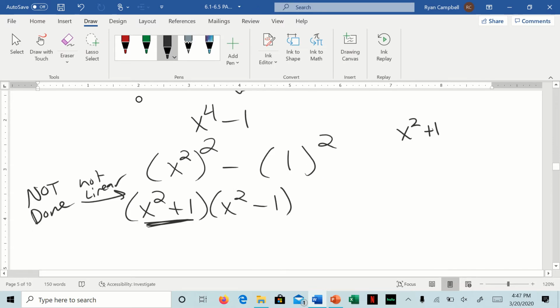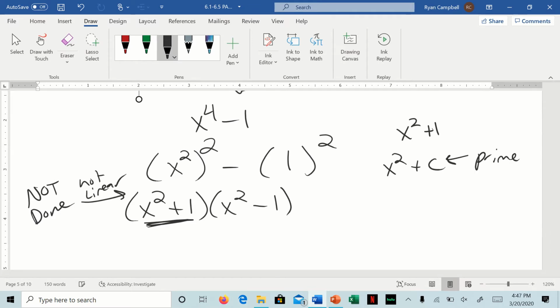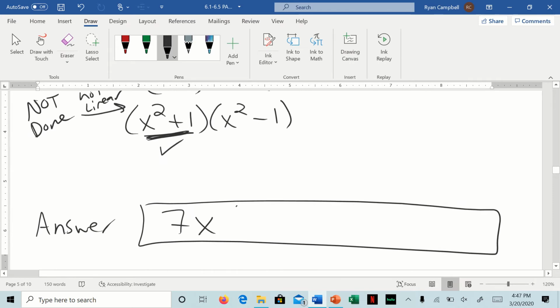And if you remember in an earlier video, I said if you have x squared plus some number, this automatically will be prime no matter what. So this one, we are all good. There's no such thing as sum of squares. So we can just include that in our answer because that is prime.